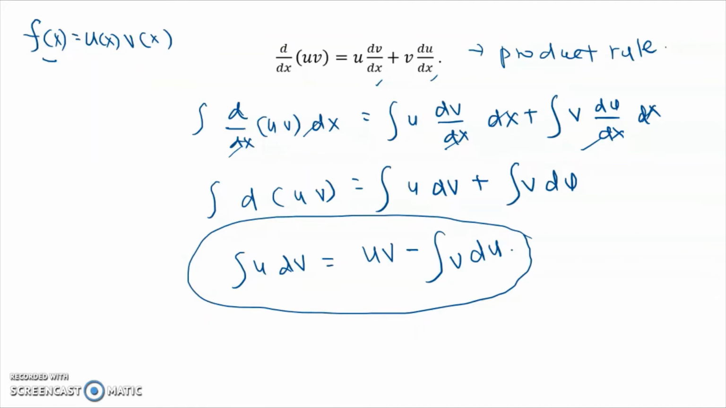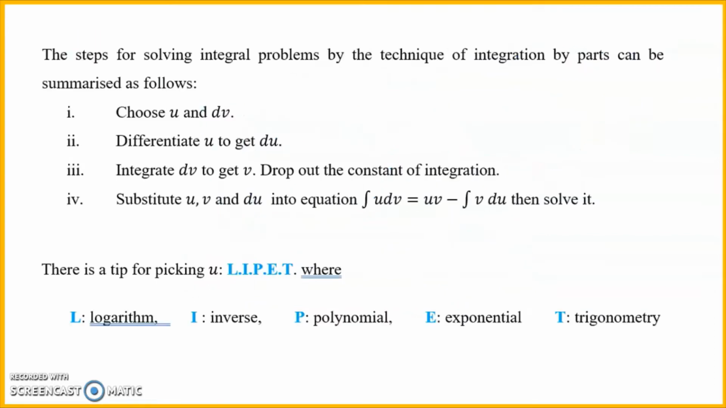We can use this formula to solve an integral if the integrand is the product of two functions. The steps for solving integral problems by the technique of integration by parts can be summarized as this. First, we must choose u and dv, and then differentiate u to get du, then integrate dv to get v. Then substitute u, v, and du into this equation and solve it.